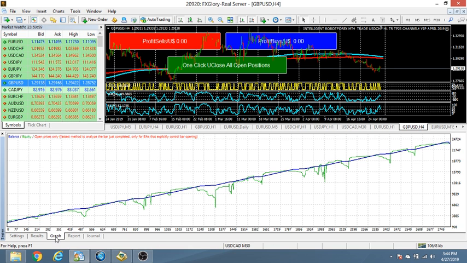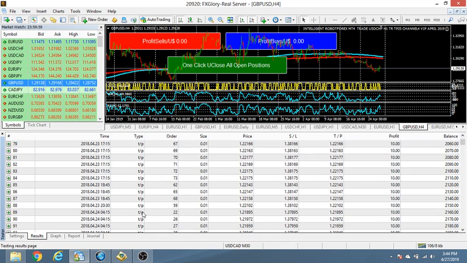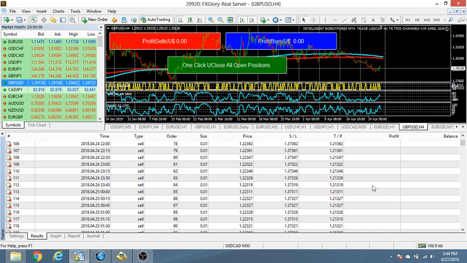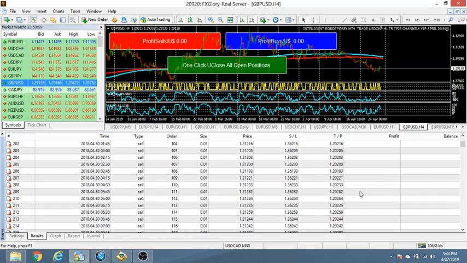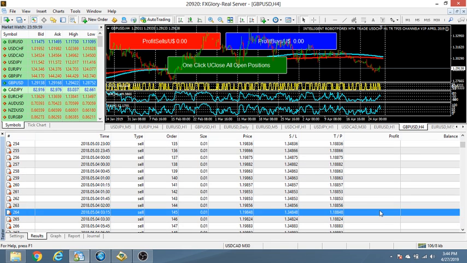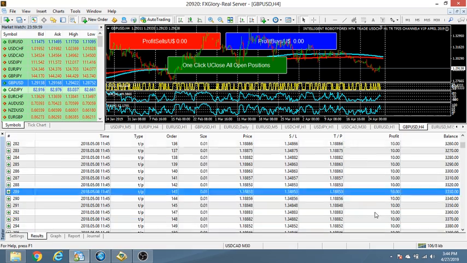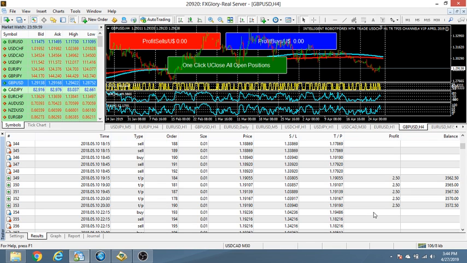Right? This is the graph it looks like. And this is the result. 0.01 is 100 pip. 100 pip, 100 pip. 100 pip, you see here. This one here, 25 pip.